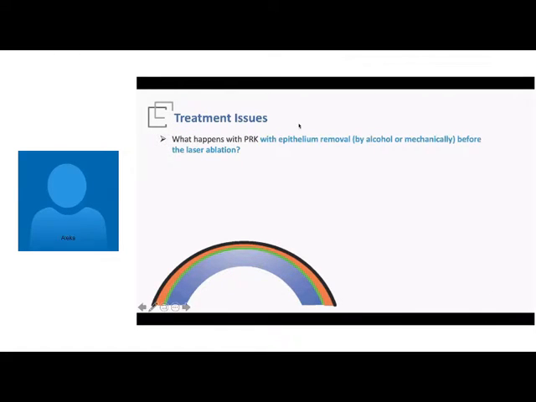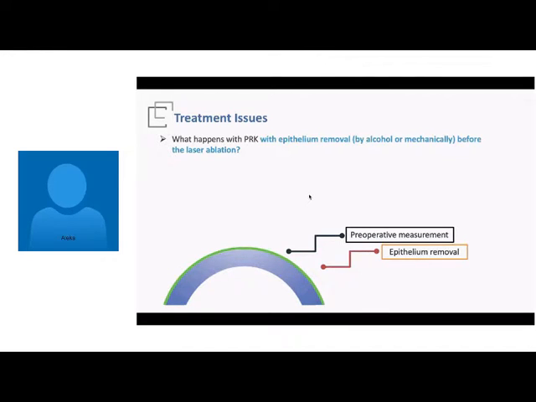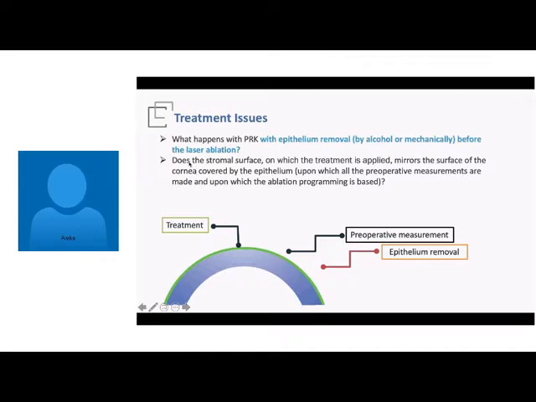So, bring us to the treatment issues which epithelial remodeling brings to us. What happens is we remove the epithelium, and then we have a stromal surface on which we treat. And definitely they're not the same treatment surfaces, even if the epithelium was regular, not to talk about the irregular epithelium.